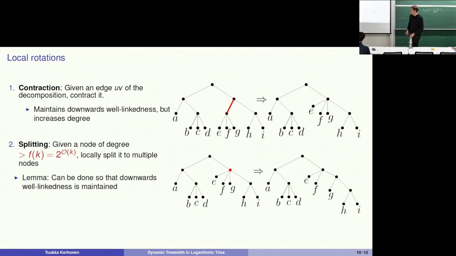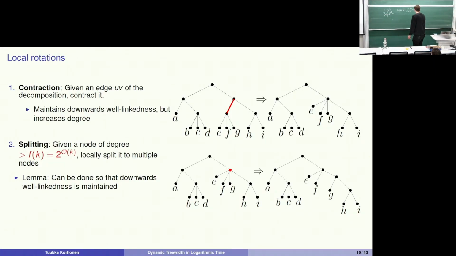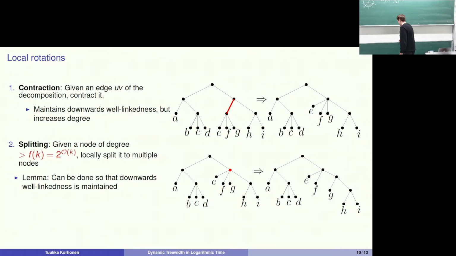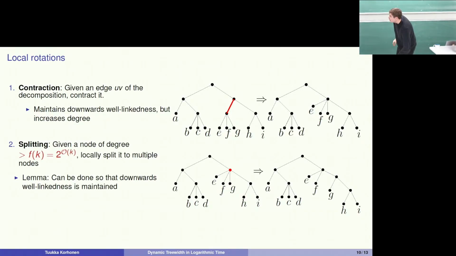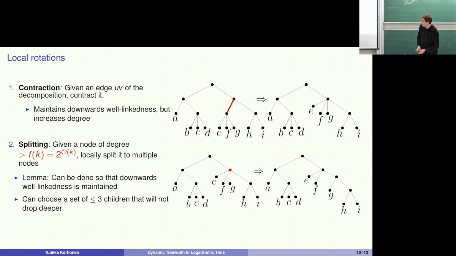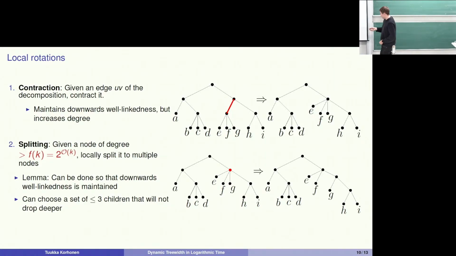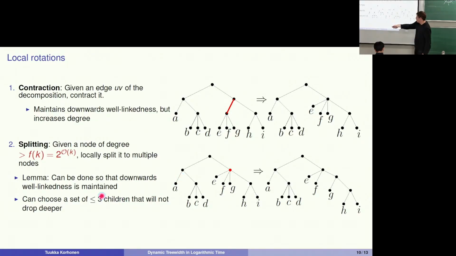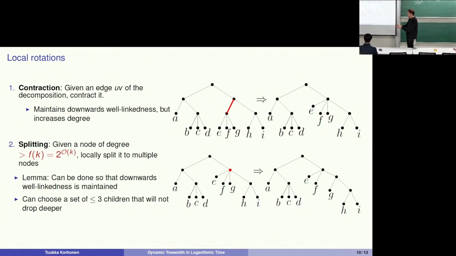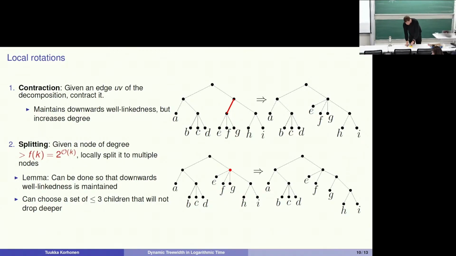This is a non-trivial lemma, that this splitting can always be done so that downwards well-linkedness is maintained. I want to say something about how to prove this splitting lemma. Oh, and we need one more thing. In the splitting, what's important is that we can choose some set of a constant number of children that will not be pushed deeper. You can think of this splitting as merging some children together and pushing them deeper, and keeping some children in place. So we can choose some children that will not be pushed deeper.